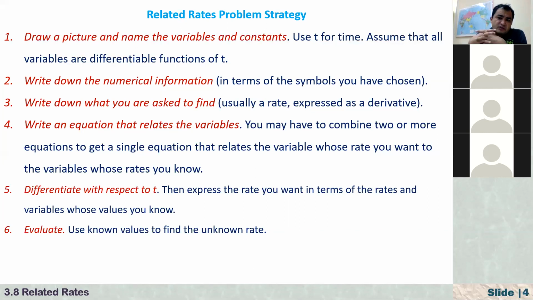Here are the suggestions for how to solve related rates problems. Number one, draw a picture and name the variables and constants. That is a general strategy to solve math problems. If you're talking about a distance, time, speed problem, draw a line segment and label the starting point and the destination. If you're talking about, for example, a parachute, also draw the picture. And write down the numerical information given in the question.